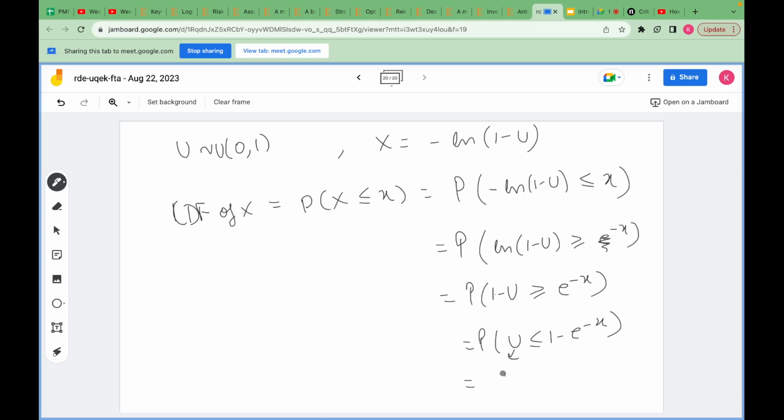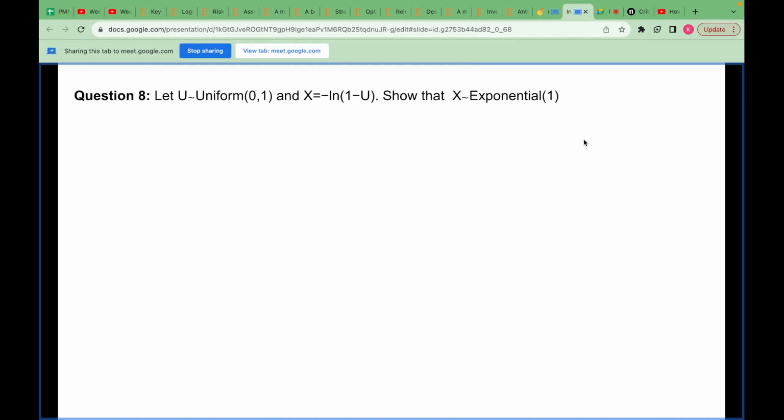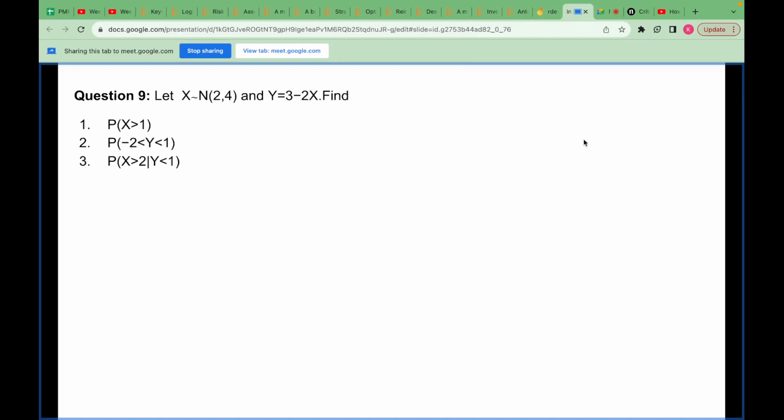This u is uniformly distributed between 0 and 1, so this is the integral dx from 0 to 1 minus e to the power minus x, which comes out to be 1 minus e to the power minus x. This is the CDF, and the CDF of the exponential distribution is 1 minus e to the power minus lambda x. If we relate these two terms, we find that lambda is equal to 1. So this is exponentially distributed with parameter 1. We just needed to prove this. Now moving to the next question.